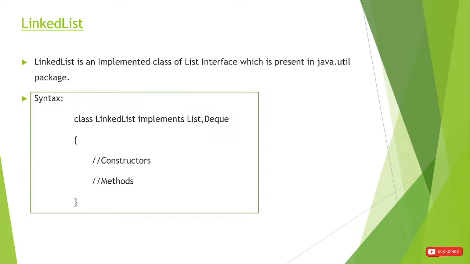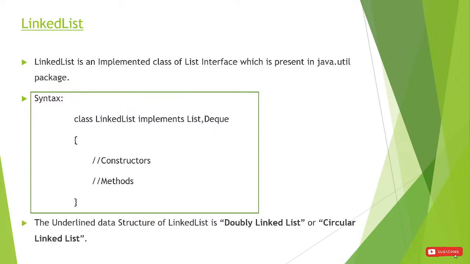After that, which data structure will the linked list follow? Linked list follows the doubly linked list data structure. The underlying data structure of the linked list is the doubly linked list and the circular linked list. It is a part of data structures, but I will tell you what is meant by the doubly linked list and how it works. We saw the array list; inside it, the data structure it follows is the growable array, right? But inside the linked list, the structure it follows is the doubly linked list or the circular linked list.